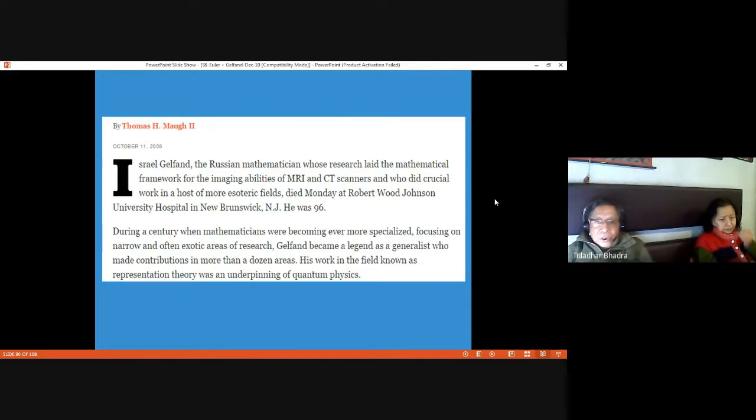During a century when mathematicians were becoming more specialized, focusing on narrow and often exotic areas of research, Gelfand became a legend as a generalist who made connections in more than a dozen areas. His work in the field known as representation theory was an underpinning of quantum physics.